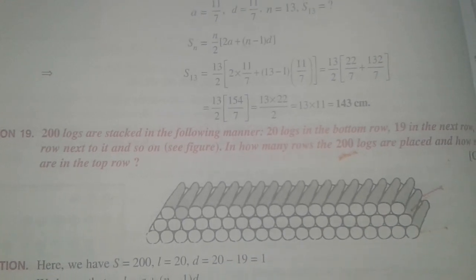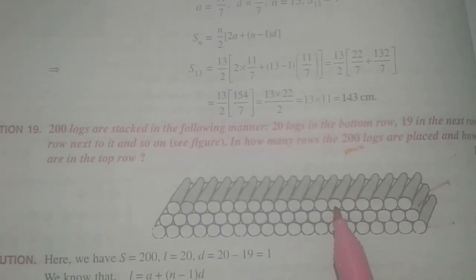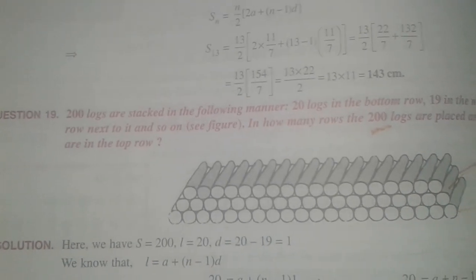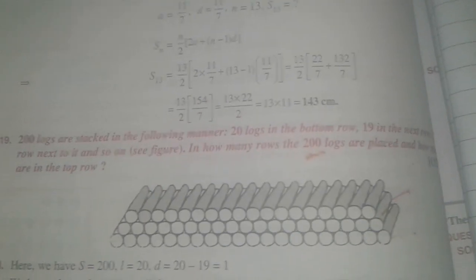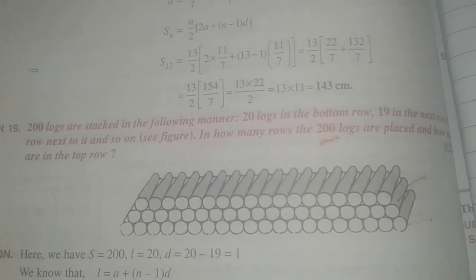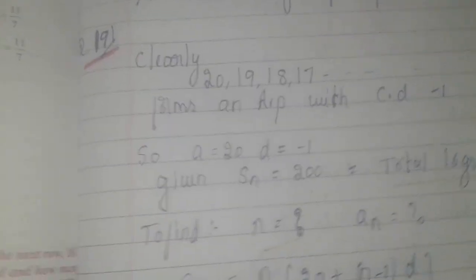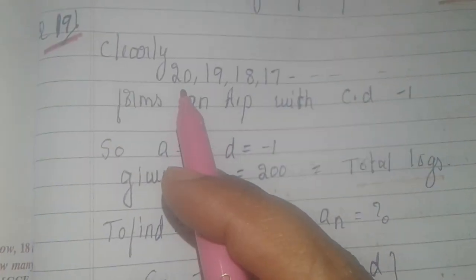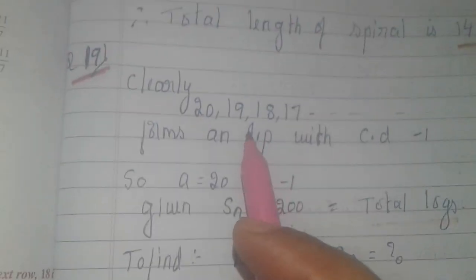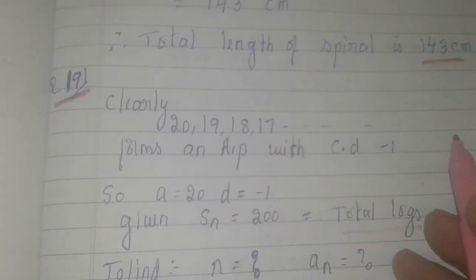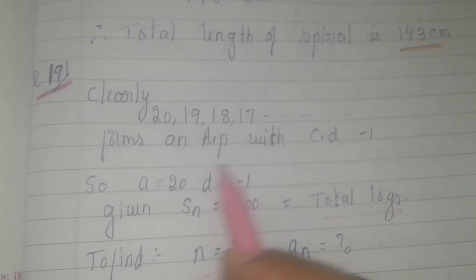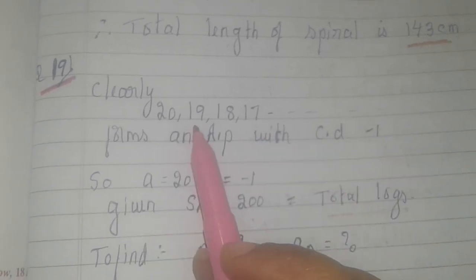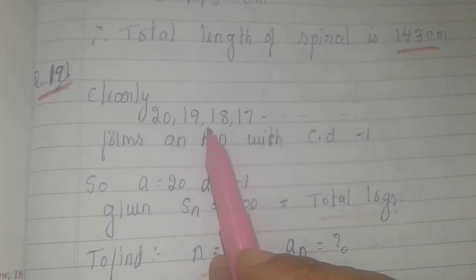So these are all application based questions, children. Long back I told you the arithmetic progression chapter helps you apply real life situations and solve real life problems. What he has given here, clearly I can tell: 20, that is the first row logs is 20, 19, 18, 17 and so on, forms an AP with the common difference minus 1, as the numbers are decreasing.